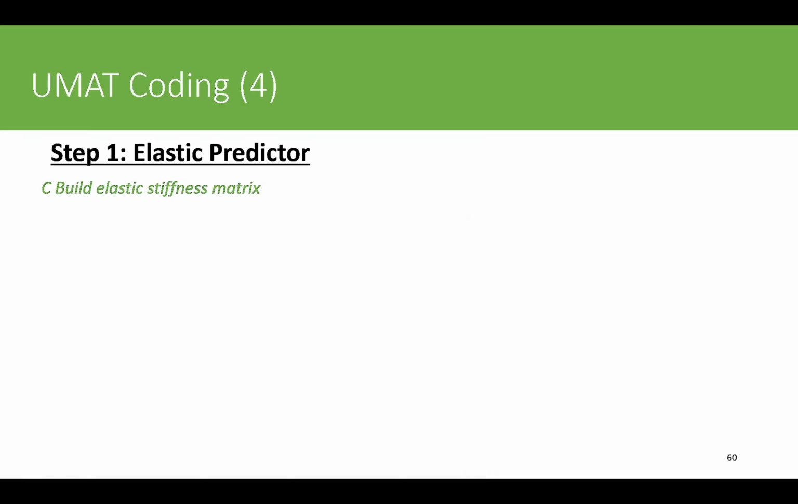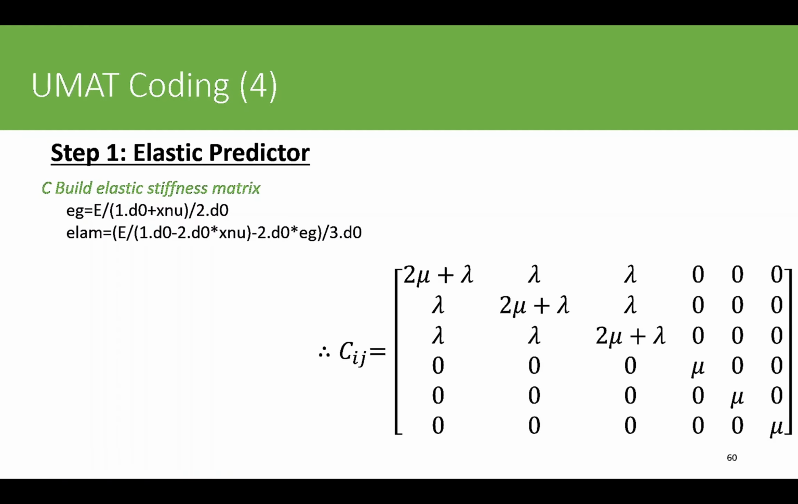Now we go to the elastic predictor step, and we need to first build the elastic stiffness matrix. We are currently working with Young's modulus and Poisson's ratio, so we need to find the Lamé constants. This is the lambda and this is the mu value. These are the standard formulas, and you can find them in any linear elasticity theory book.